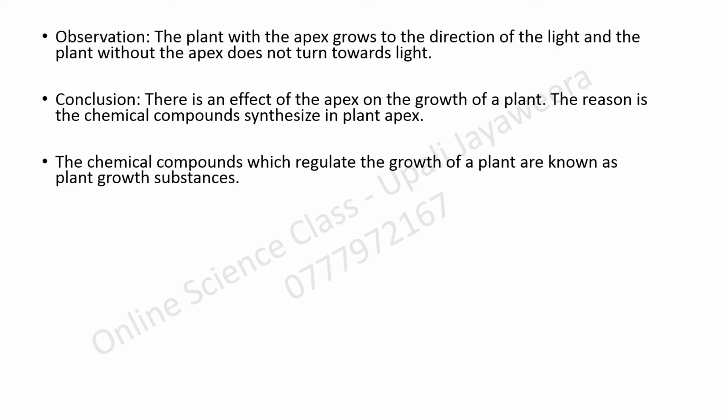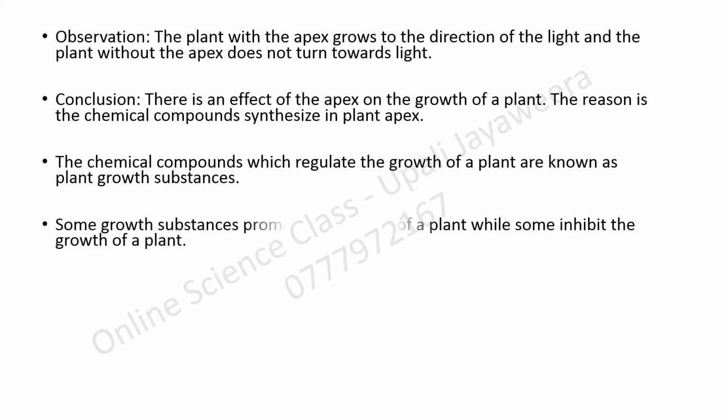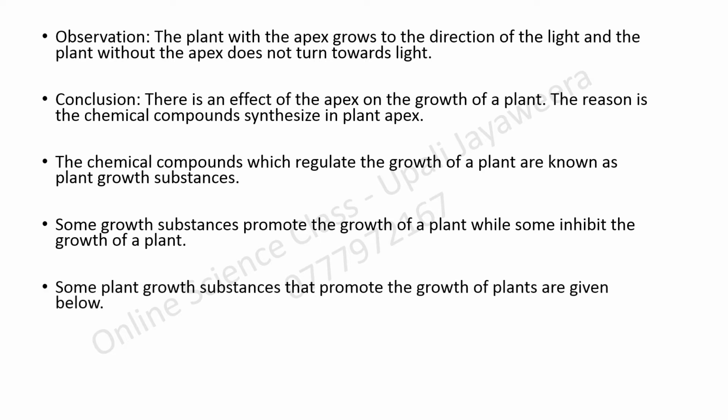The chemical compounds which regulate the growth of a plant are known as plant growth substances. Some growth substances promote the growth of a plant, while some inhibit it. Some plant growth substances that promote the growth of plants are given below: auxins, gibberellins, and cytokinins.